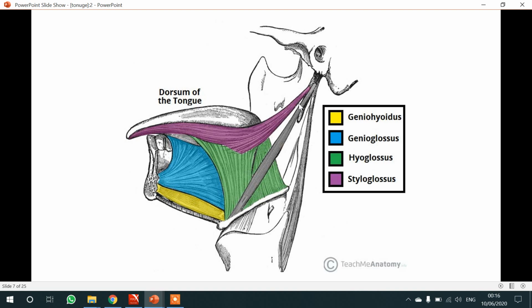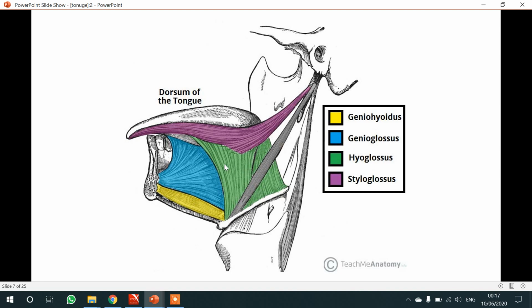Here you can see there are four muscles: geniohyoid, genioglossus, hyoglossus, styloglossus. These names appear to be very confusing or difficult to remember, but actually they are not. They have been named very sensibly, and if you try to learn them with sense, you are never going to lose them.